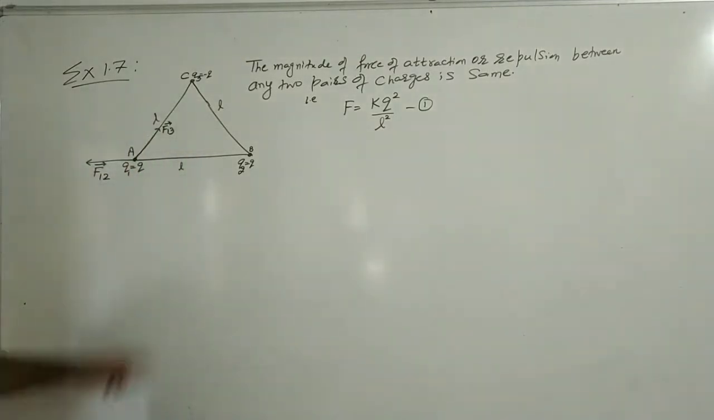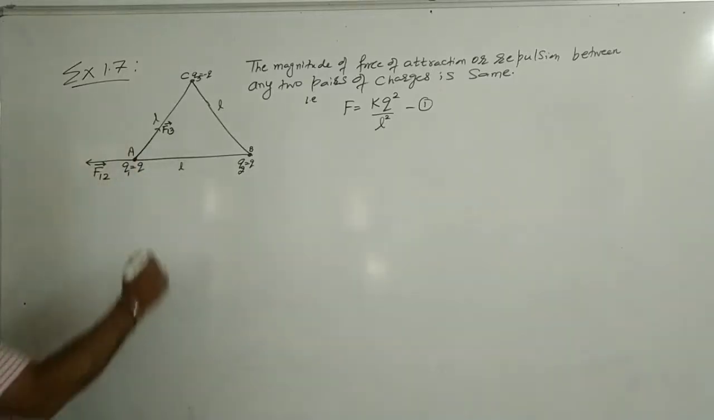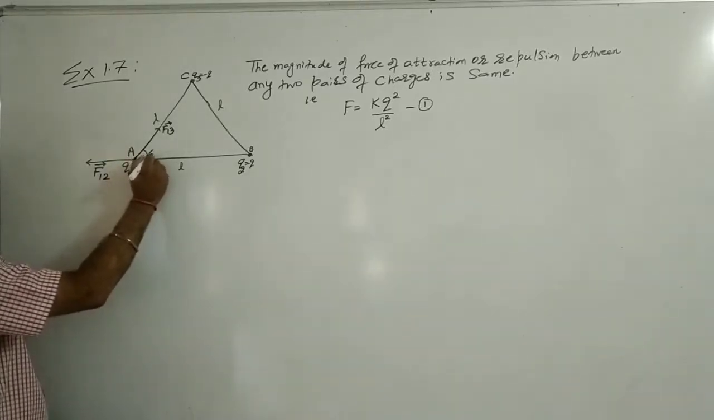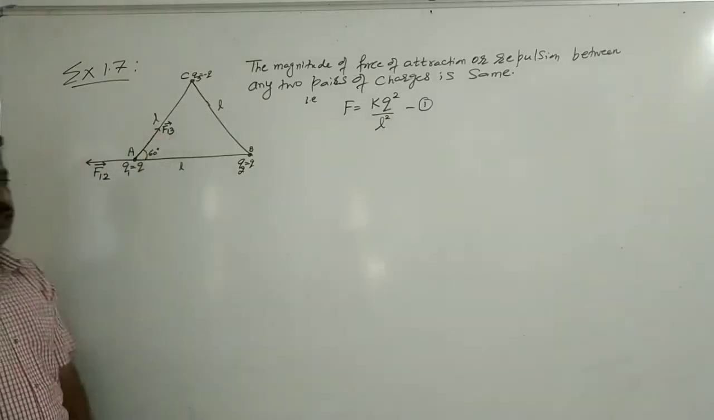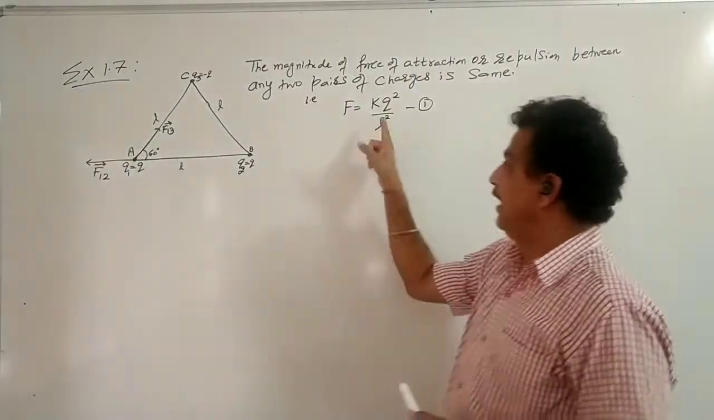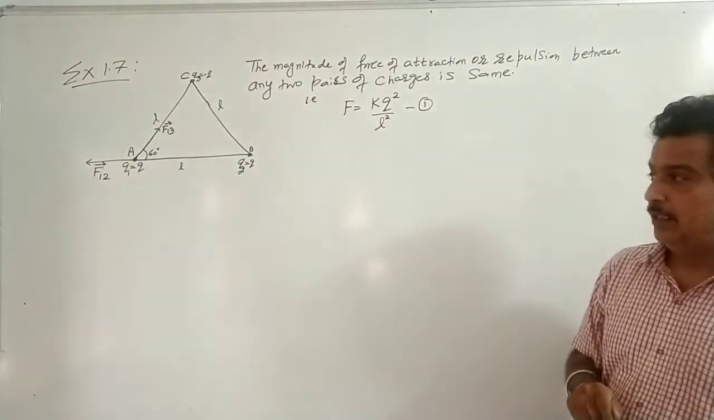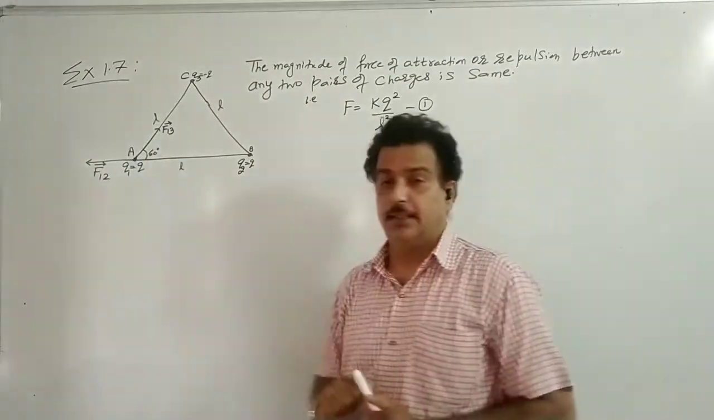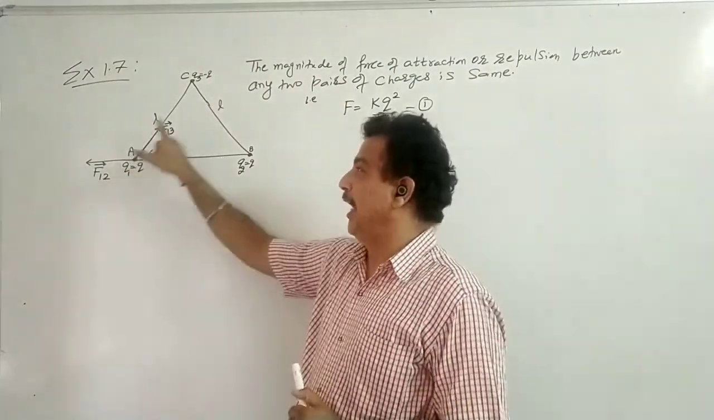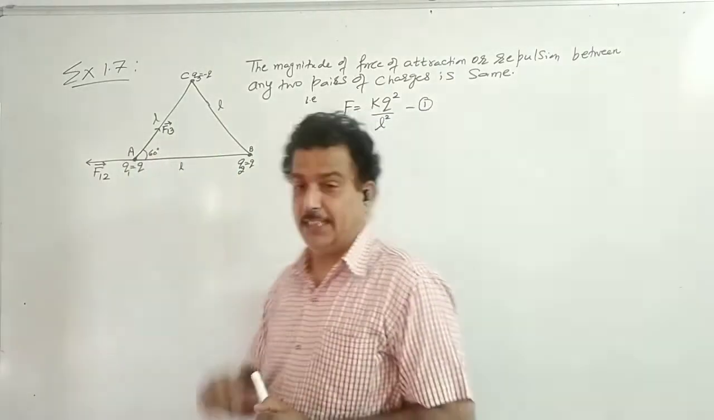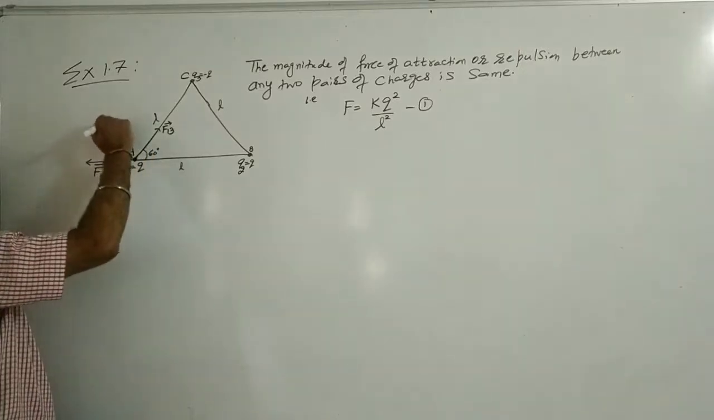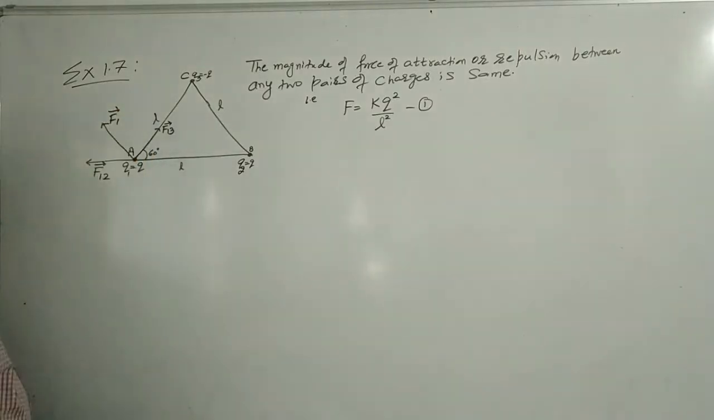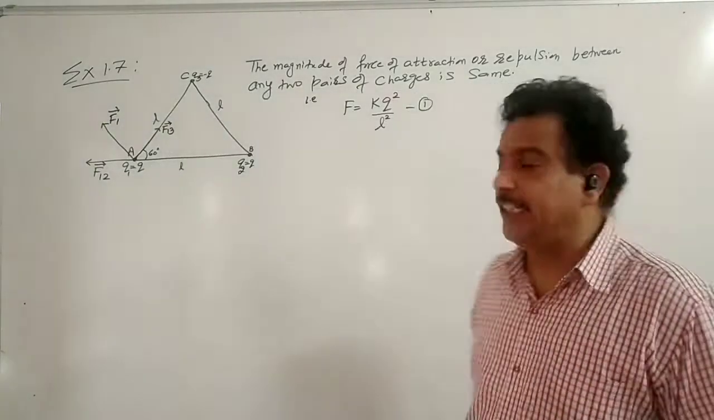So there are two forces I have drawn at point A. This is an equilateral triangle, so this angle is 60. Now the magnitude of F12 and the magnitude of F13 is same, but the direction is different. So the resultant of F12 and F13 will be in between these. As per the symbol, I will write it as F1 vector, and it will be read as the resultant force acting on the charge at A.